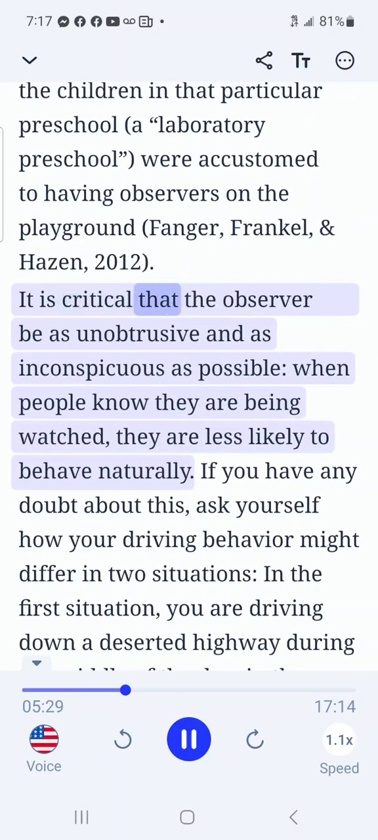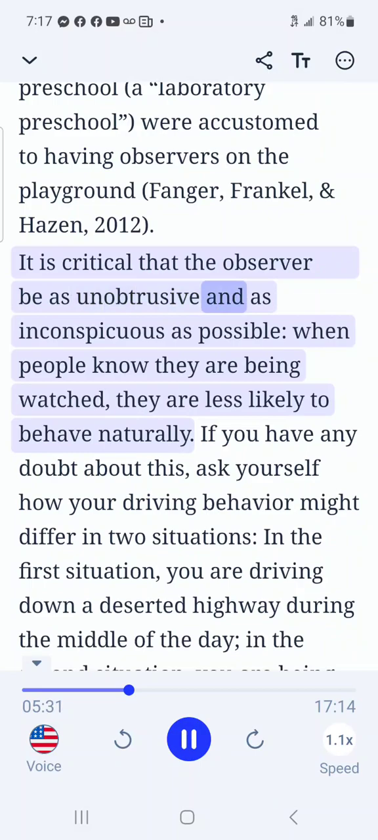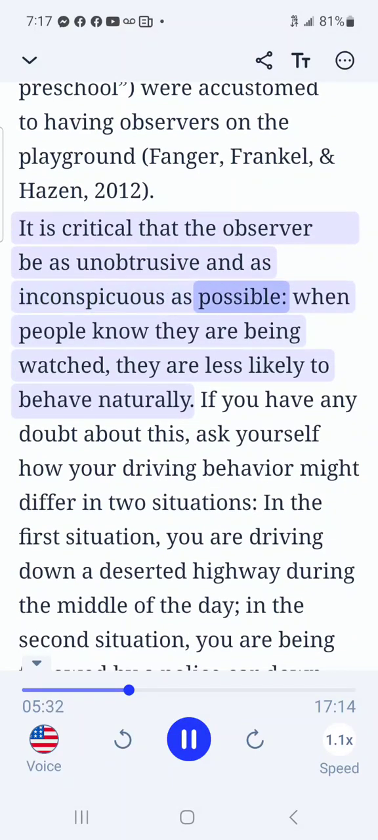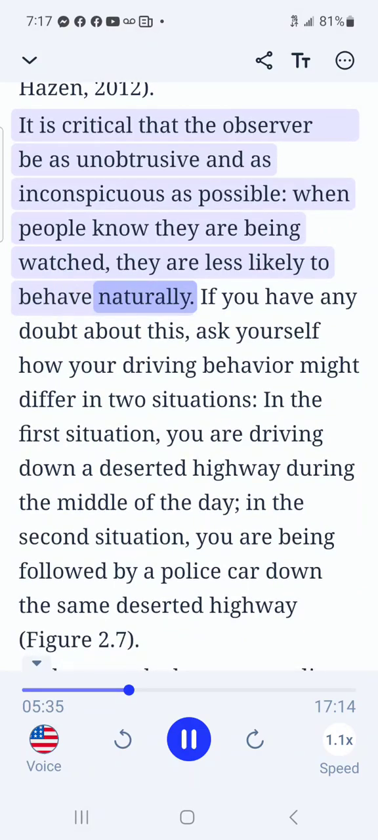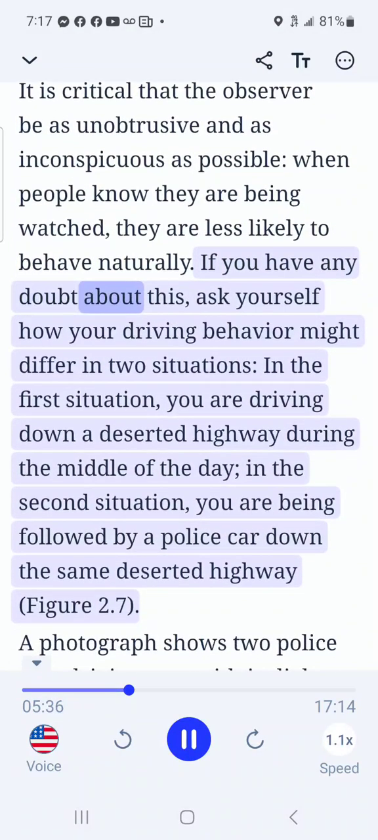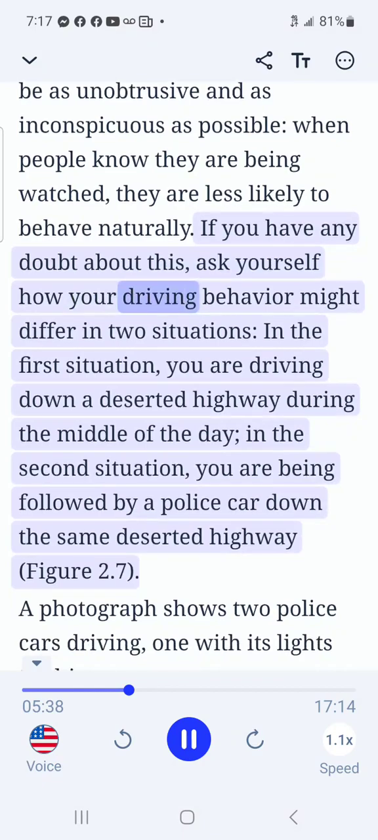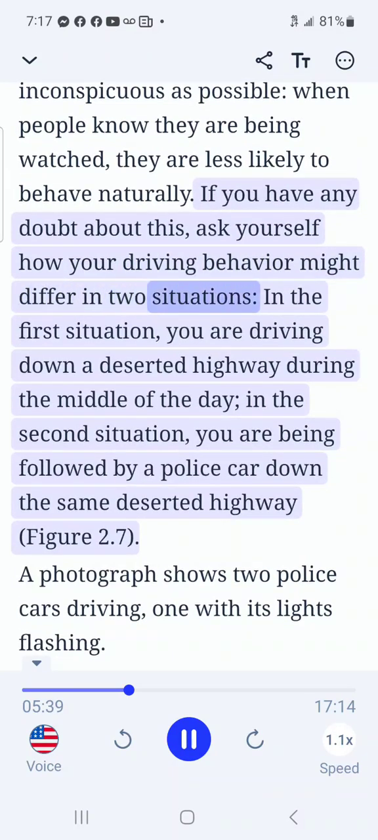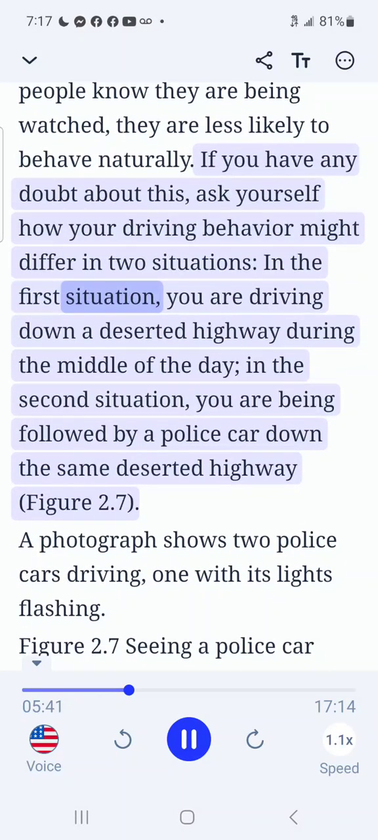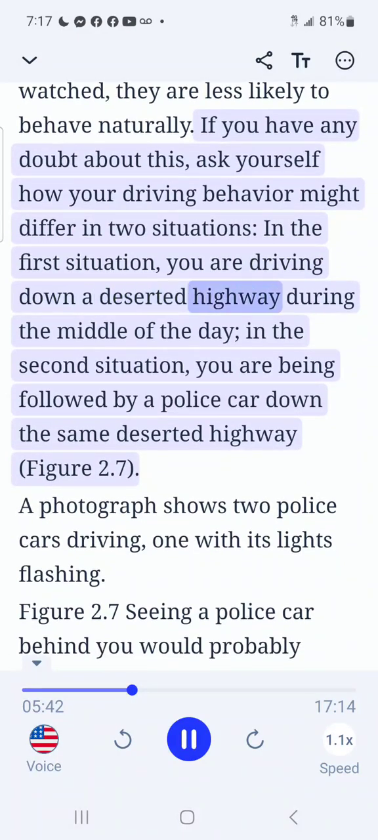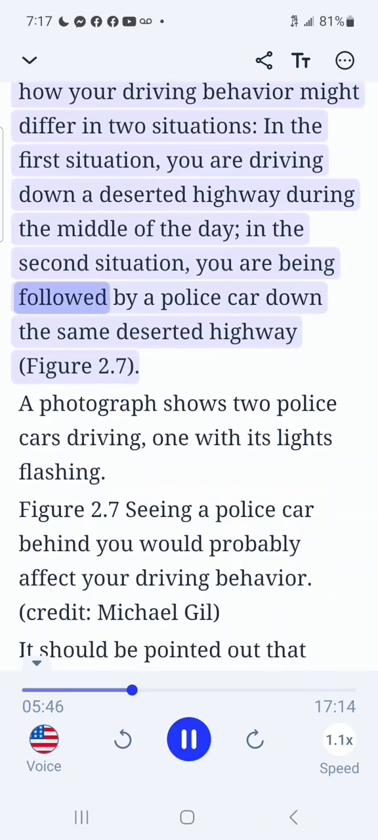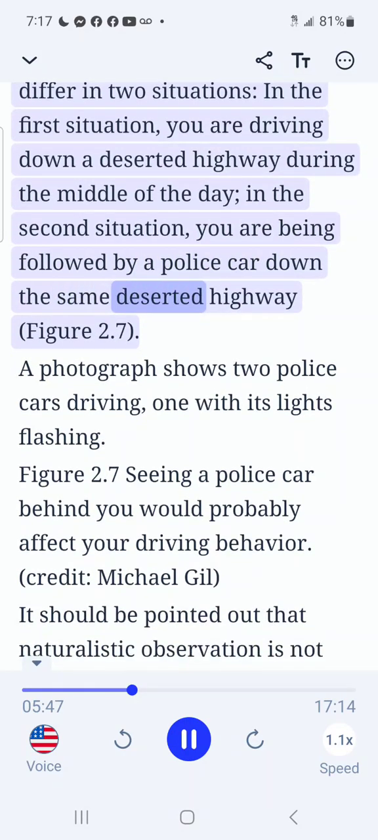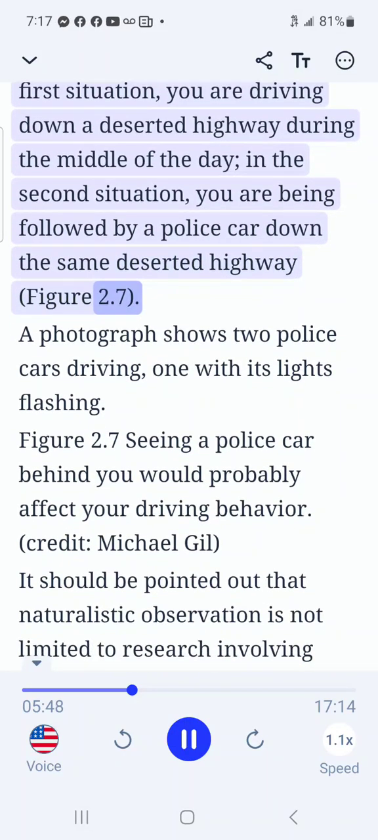It is critical that the observer be as unobtrusive and as inconspicuous as possible. When people know they are being watched, they are less likely to behave naturally. If you have any doubt about this, ask yourself how your driving behavior might differ in two situations. In the first situation, you are driving down a deserted highway during the middle of the day. In the second situation, you are being followed by a police car down the same deserted highway, figure 2.7.